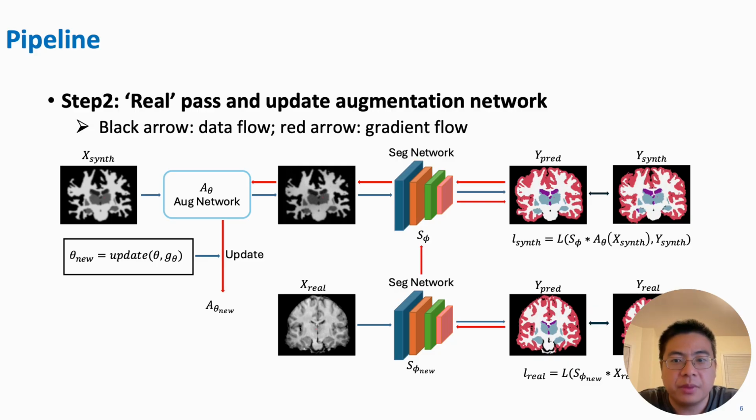In step 2, the real path, we reverse roles. The segmentation weights are frozen, and only the augmentation network receives gradients from the validation loss on real images. This teaches the synthesizer how to generate samples that close the domain gap.